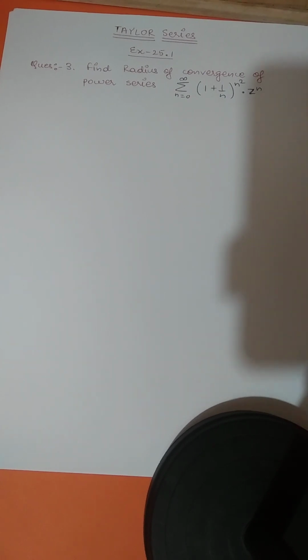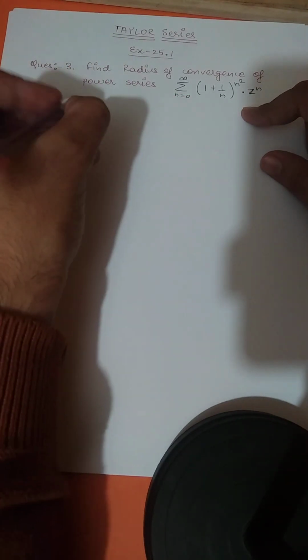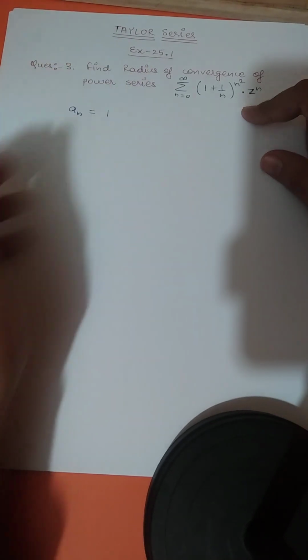We are solving mathematical physics chapter Taylor series question number 3 of exercise 25.1. In this question we need to find again the radius of convergence of the power series. Somewhere this question is typical, so let us understand from the starting only. From here, what is given to us is that a_n is given as 1.